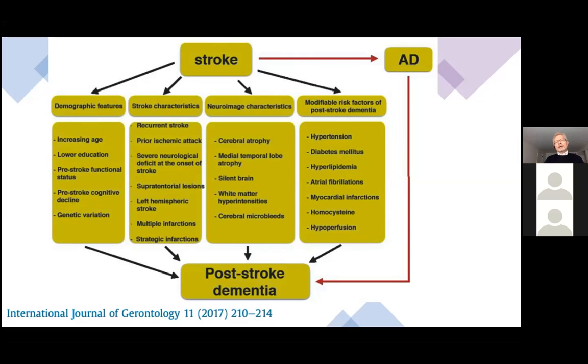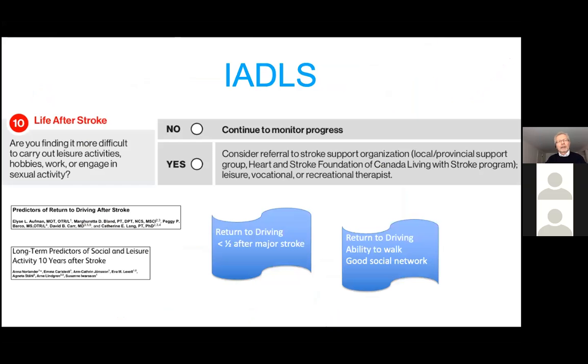We have to ask about cognitive functioning. We may need to expand our evaluation beyond just motor evaluation, using MOCAs and/or referring individuals who are looking at going back to work with problems for formal neuropsychological assessment. Life after stroke is very different potentially. Are you finding it more difficult to carry out leisure activities, hobbies, work, or engage in sexual activity?